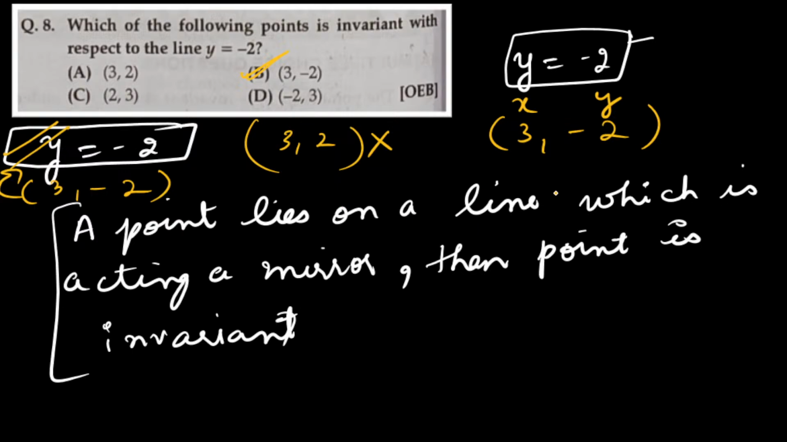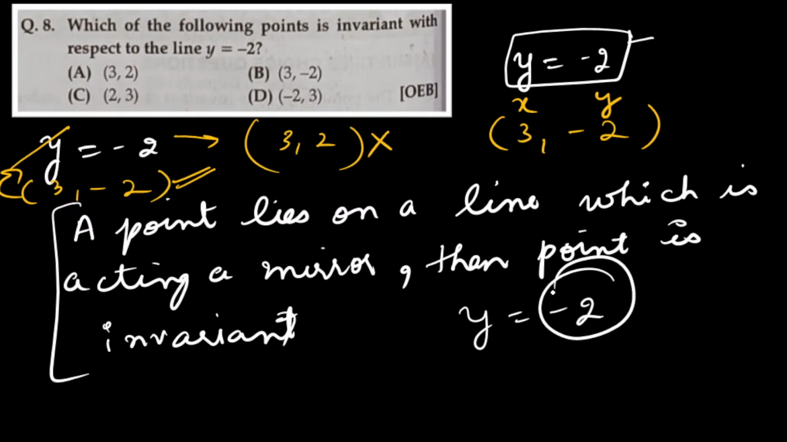This point lies on this line, and moreover the reflection is also happening in this line, so that's why this point is invariant. Here also y's value is different, here also y's value is different. For these types of MCQ questions, when you see y = -2 is given, just figure out where y's value is -2. That option will be the correct answer. So here it is option B.